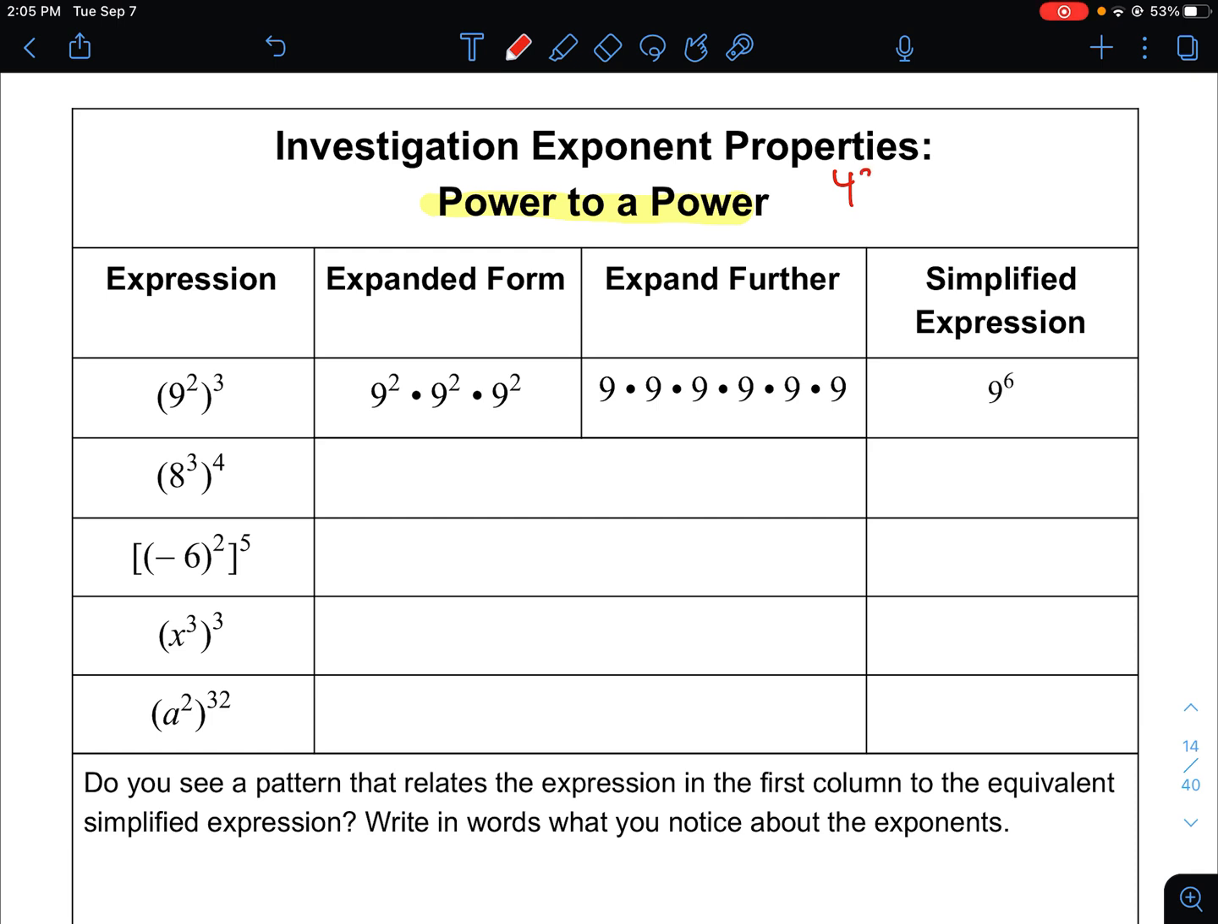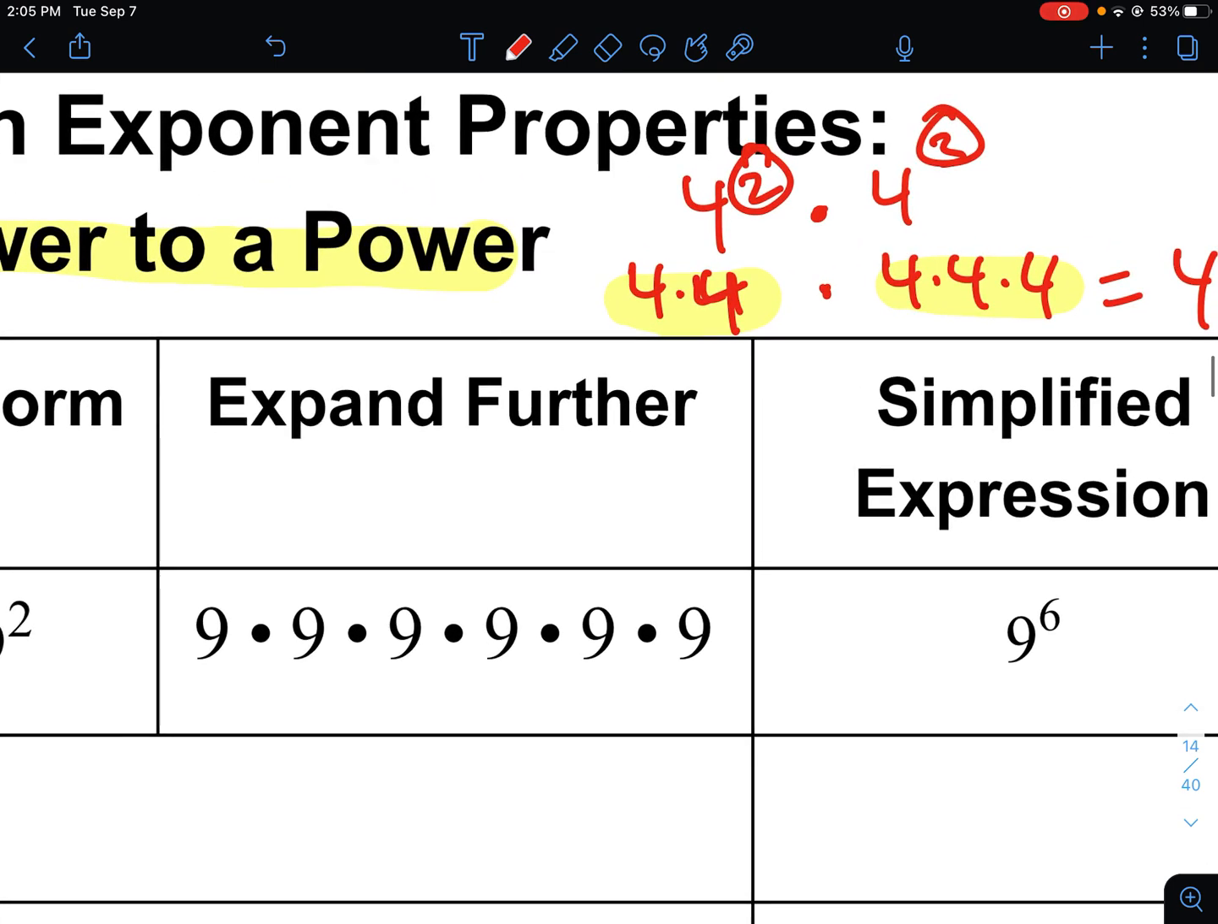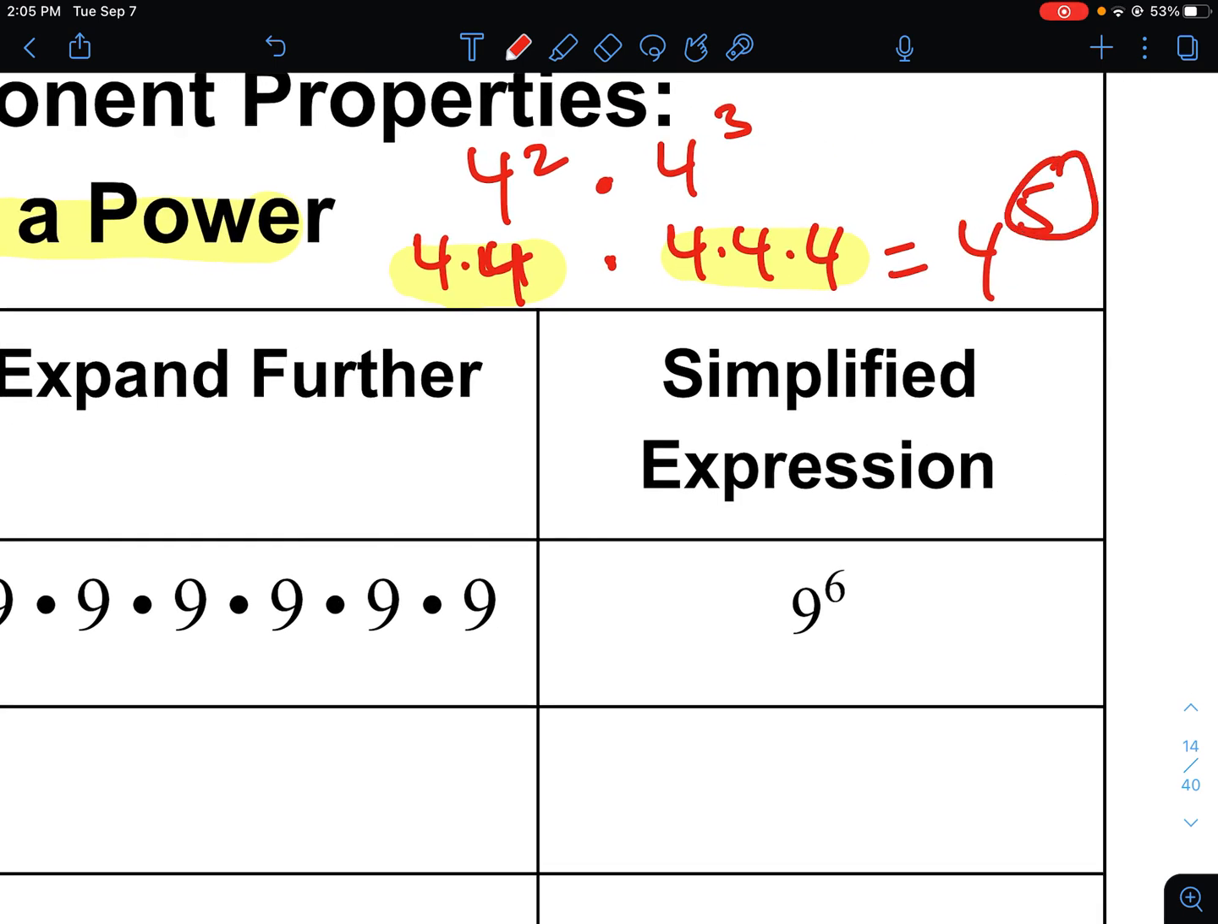Now, what if we had 4 to the second times 4 to the third? Well, 4 to the second is just 4 times 4. And then 4 to the third is 4 times 4 times 4. So if you multiply those two, that's like 4 times 4 times 4 times 4 times 4, which is basically 4 to the fifth. And if you remember, all you need to do is add those little powers, the second power and third power, and if you add those two up, you should get 5, which is exactly what we get.